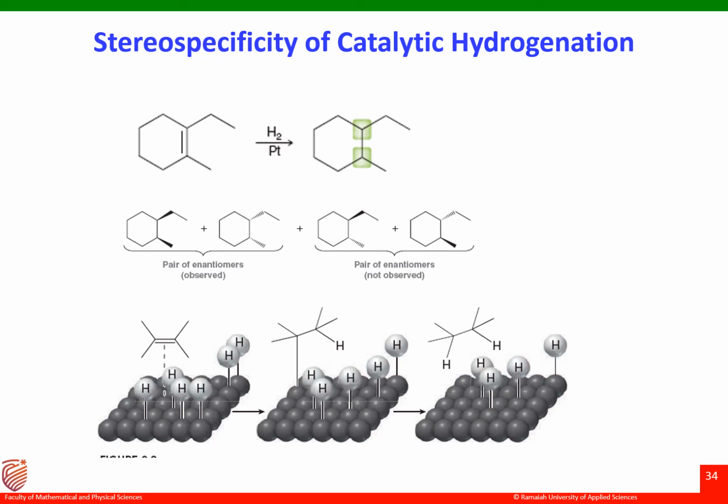The alkene coordinates with the metal, so you can see that the alkene is coordinating with the metal surface, and the surface chemistry allows for the reaction between the pi bond and the two hydrogen atoms, adding each hydrogen across the alkene. In this process, both hydrogen atoms are added to the same face of the alkene, therefore syn addition. The stereospecificity is syn addition.